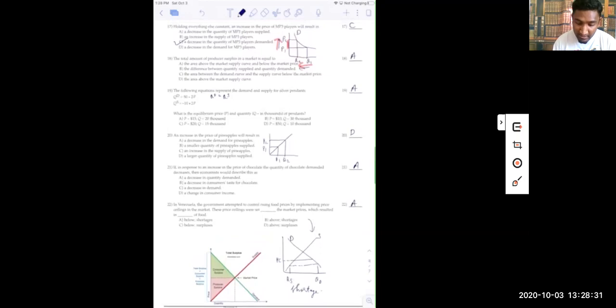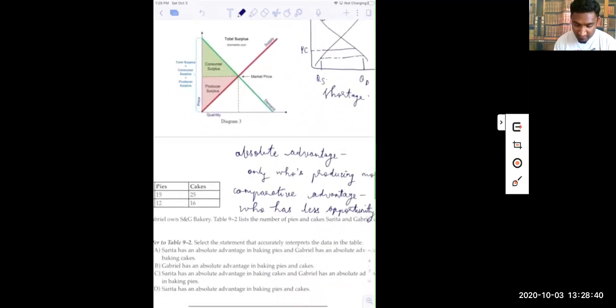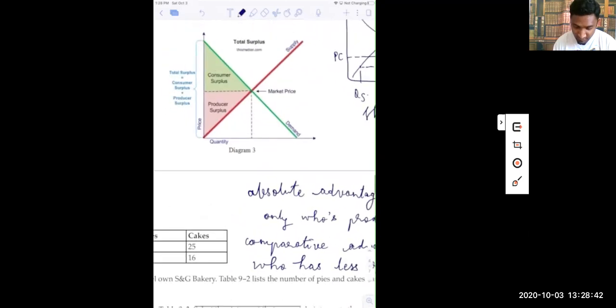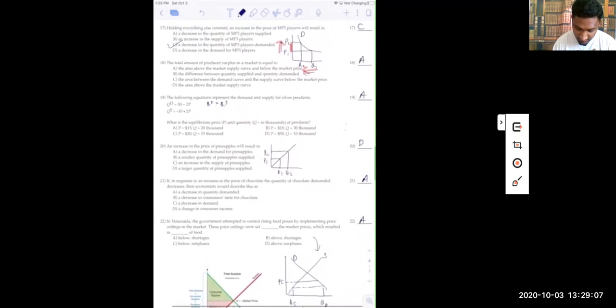Question number 18. The total amount of producer surplus in a market is equal to. So refer to this diagram here for producer surplus. This is your producer surplus and this is your consumer surplus. Producer surplus plus consumer surplus is your total surplus. So what is producer surplus? This is your supply curve, the red line, and the green line is your demand. So producer surplus is the area above the supply curve, below the market price. So the answer is A.